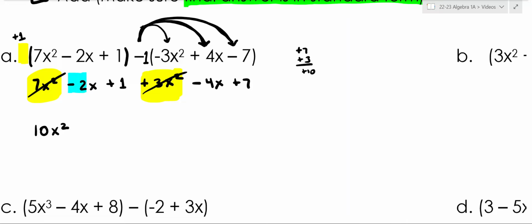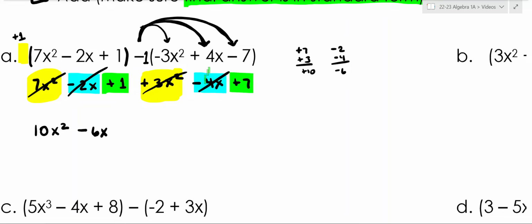Then we look at the linear terms. And what's our brain thinking? -2, -4, we get -6. So this is -6x. We're done with those. And now lastly, the constants. 1 and 7, it's just going to be +8. And it's already in standard form.